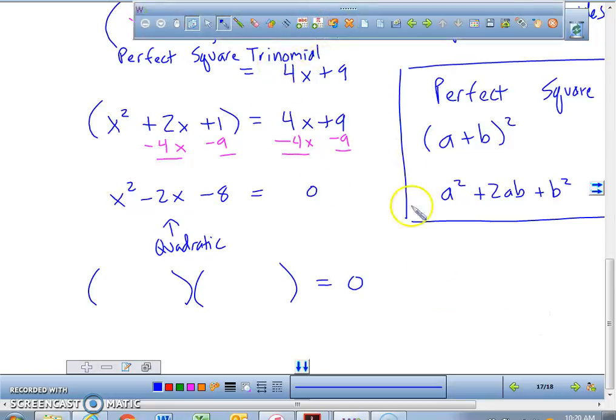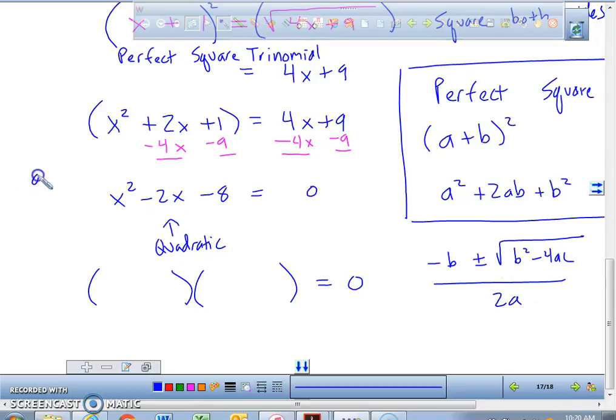How do we do the quadratic? The quadratic formula, Ryan, is negative b plus or minus the square root of b squared minus 4ac, all over 2a. By the way, Ryan, in this one, a is 1, b is negative 2, and c is negative 8. If you wanted to factor it, look for two numbers that multiply together to equal negative 8, and add together to equal negative 2.